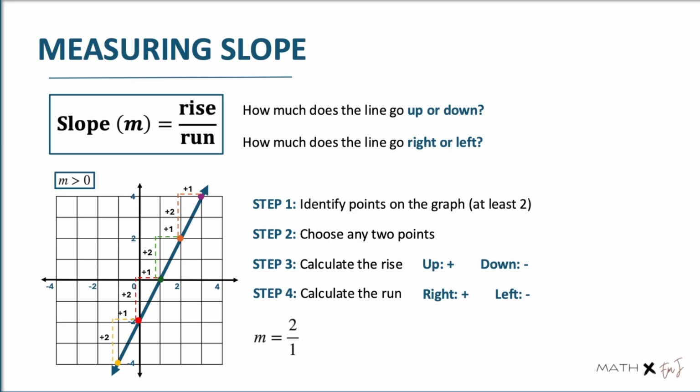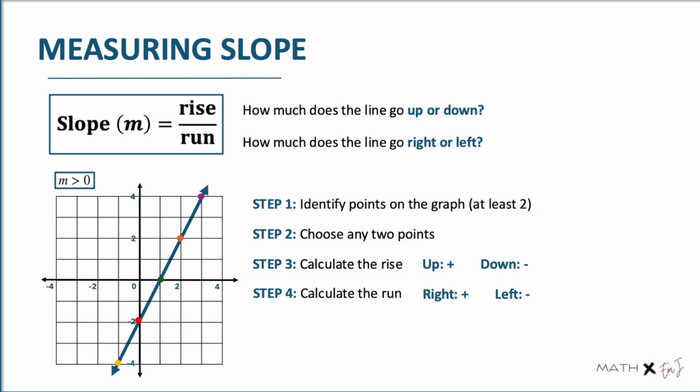Okay, so an interesting question. Did we have to choose the points that I chose? So if you remember, I chose points that were close together. So we did yellow and red, red and green, green and orange and purple. But what would happen to the slope if we chose 2 points that were further apart? Well, let's find out.